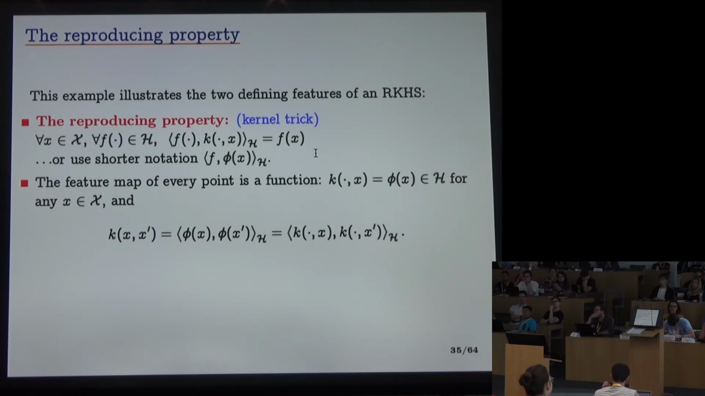So the reproducing property is sometimes presented as a very mysterious thing. I think for you guys it's not mysterious at all. It's actually a pretty easy consequence of the way that we've constructed these spaces. Are there questions? Okay.